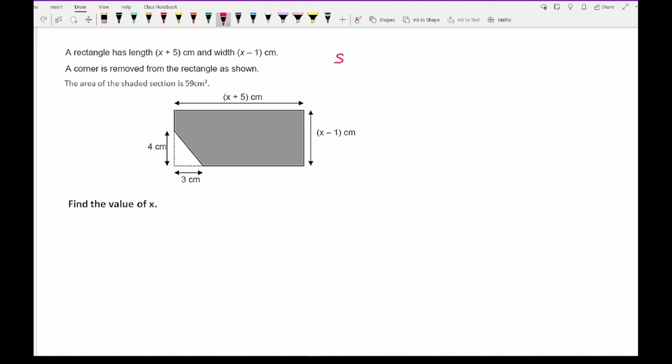Now with any shaded area, it's always the big shape minus the small shape. So here my big shape is the rectangle and the small shape is the triangle. So what I need to do is find expressions for these two things.